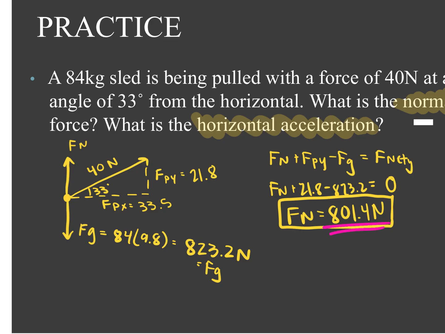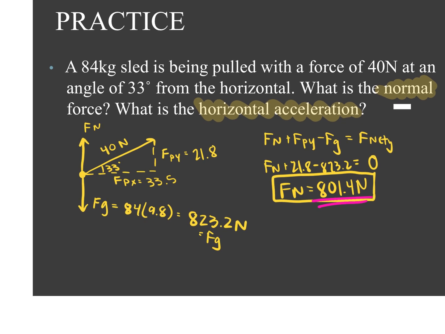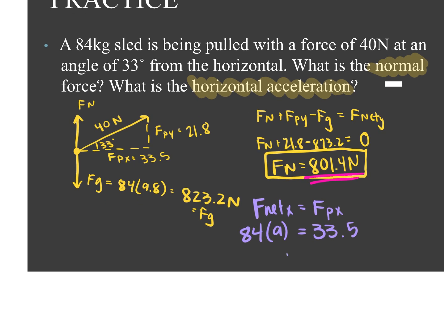Okay? And then how about horizontal acceleration? What would that net force equation look like? F net in the x direction this time would just be the x component of the force of the push. And do I have anything opposing it? No. So I can put the minus 0 or I can leave it off. But we're just going to say 33.5 is my net force, which is equal to the mass times the acceleration. So 33.5 divided by 84 gives me an acceleration of 0.4 meters per second squared. That's a little rounding, but that's fine.